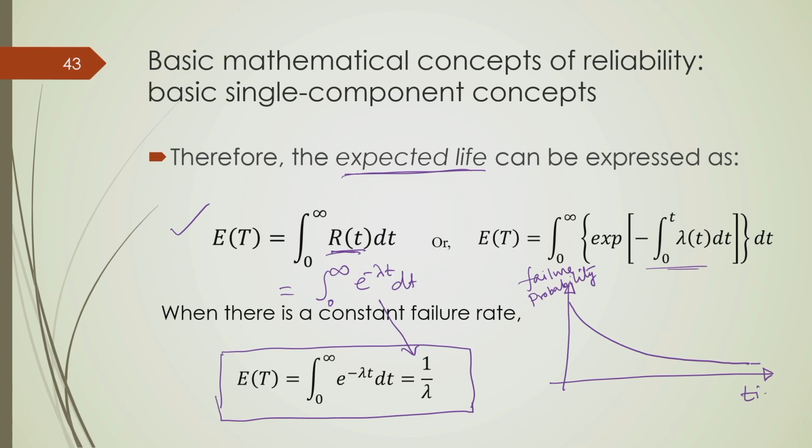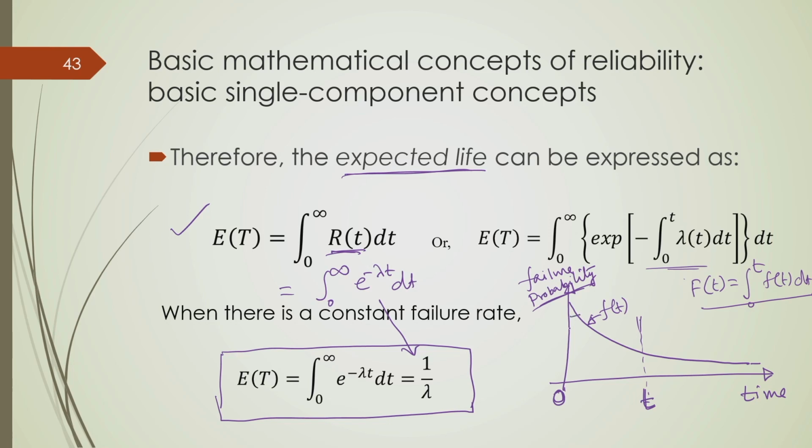This axis is time, this is where t is equal to 0, and this is where t is equal to small t. Now, you know the definition of the unreliability function: F(t) is equal to the integration from 0 to t of f(t) dt, where f(t) is the failure probability density function. If we integrate this function over the interval 0 to t, whatever value you get will represent the unreliability, or the probability of failure.